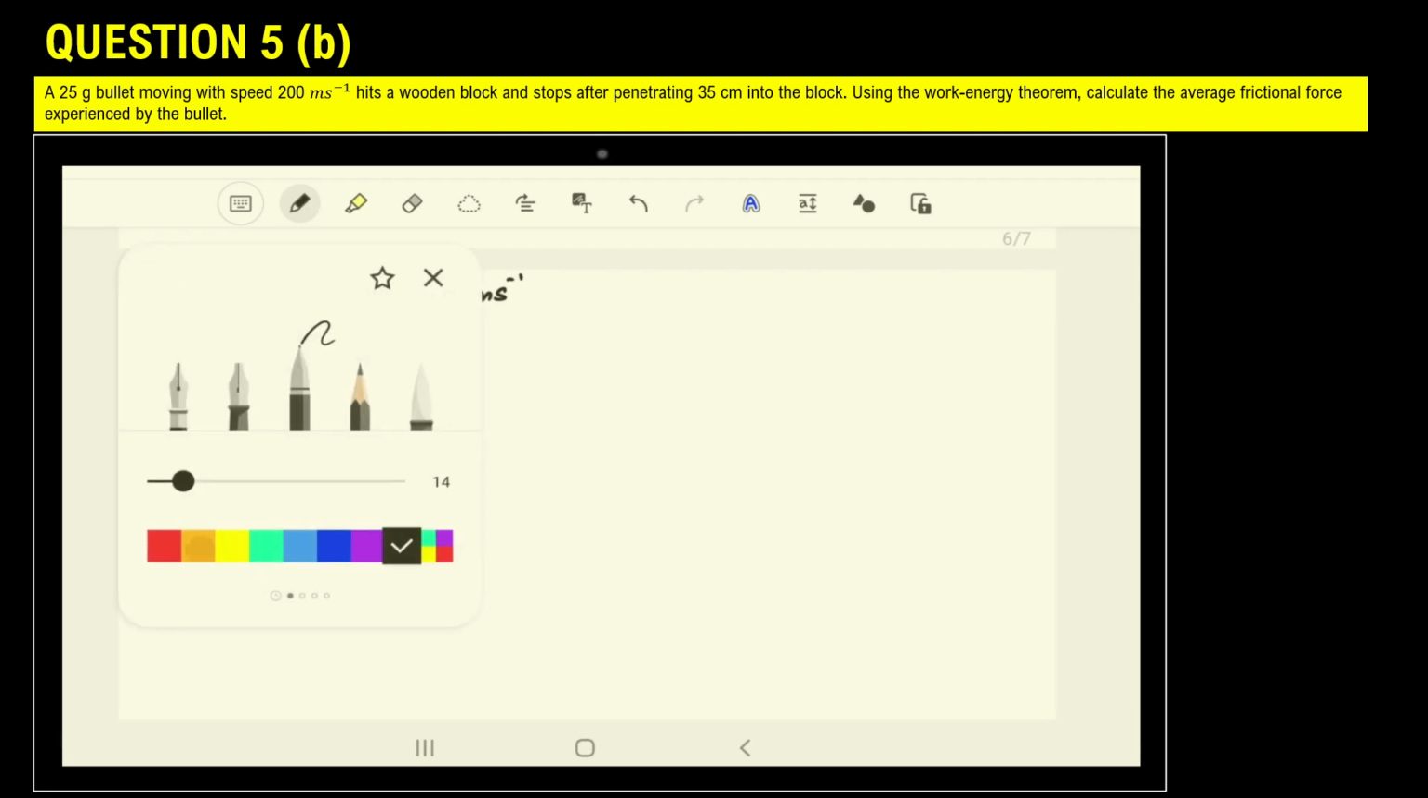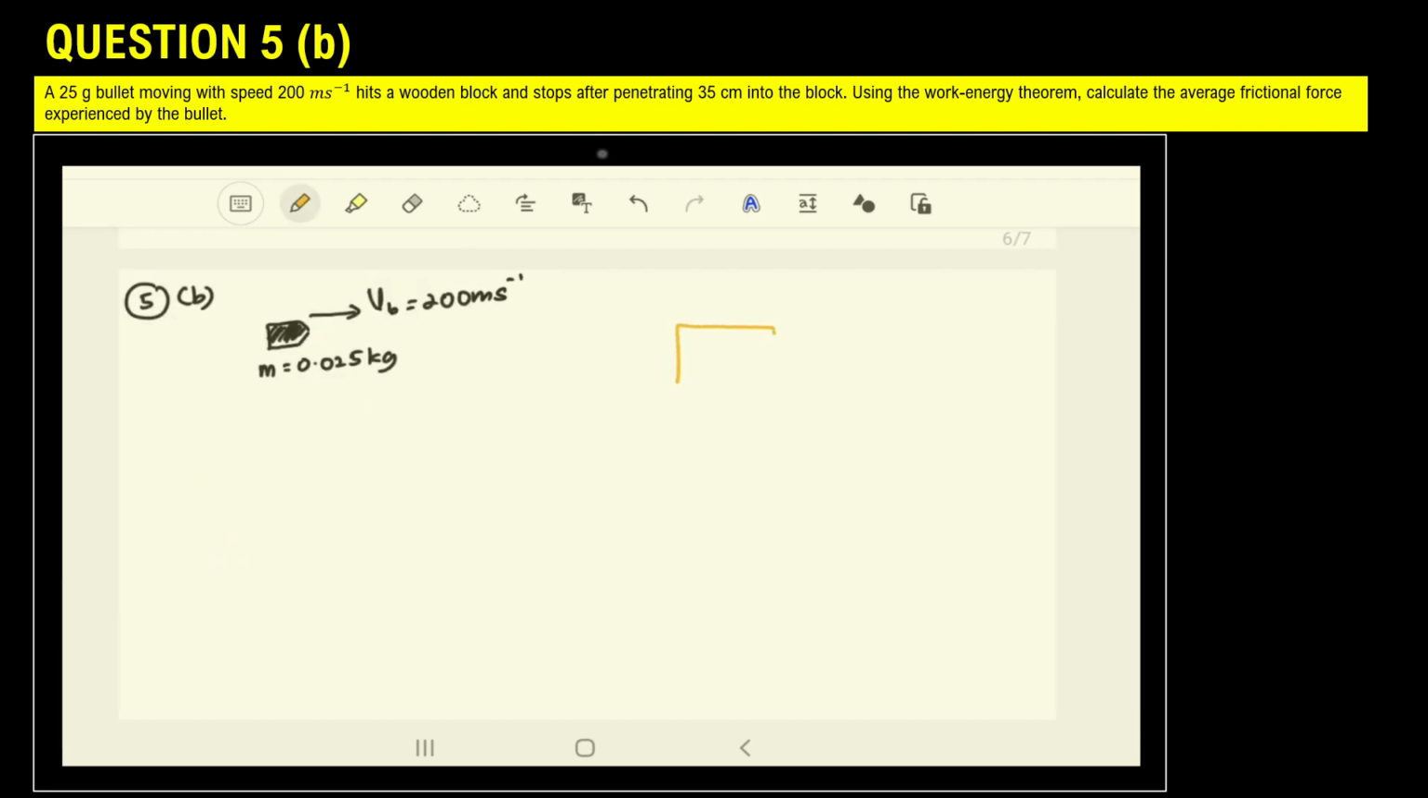For example, let's say we have a block here, and let's say this is the bullet, where from here to here is 35 centimeter, which is 0.35 meter. And the final velocity of the bullet should be 0 because it stopped. So using the work energy theorem, calculate the average frictional force experienced by the bullet.